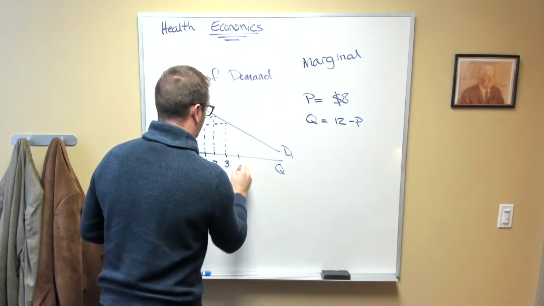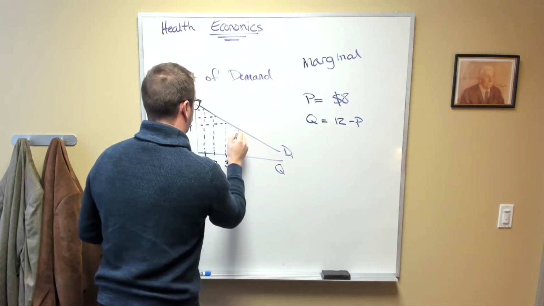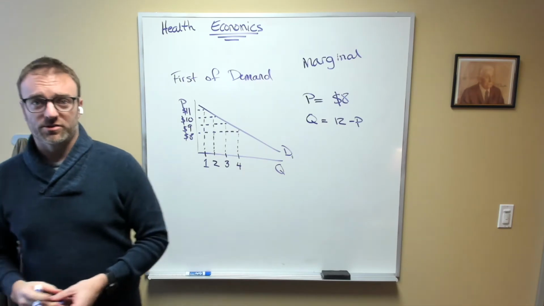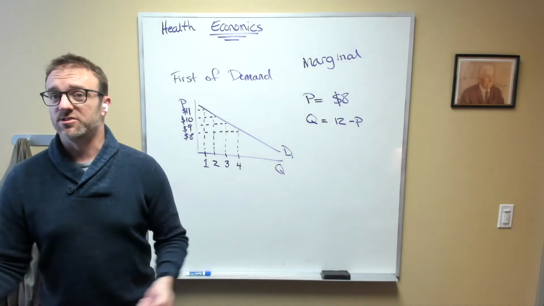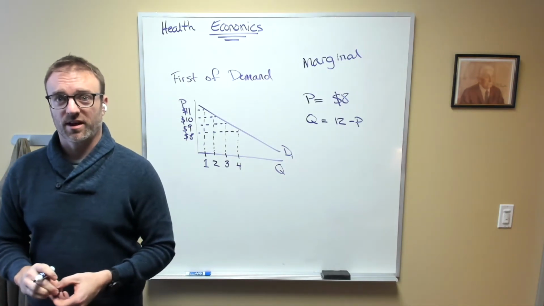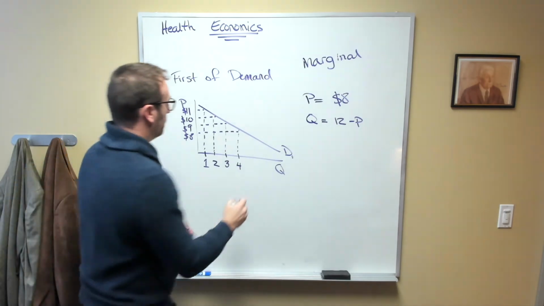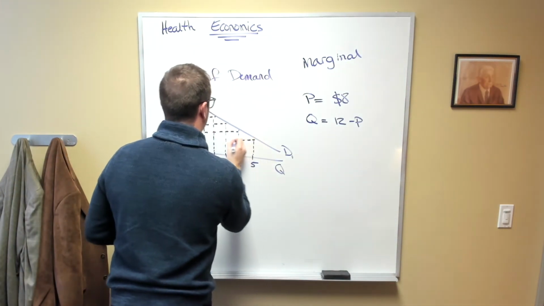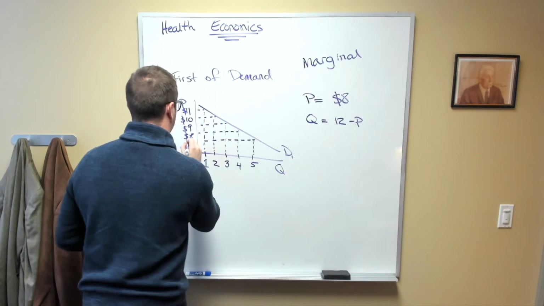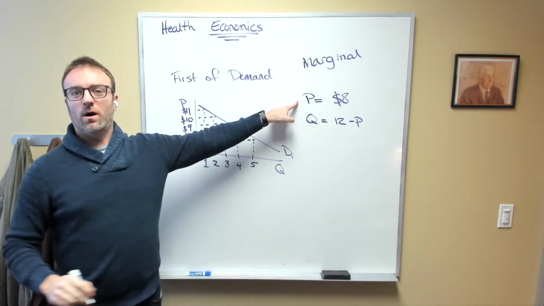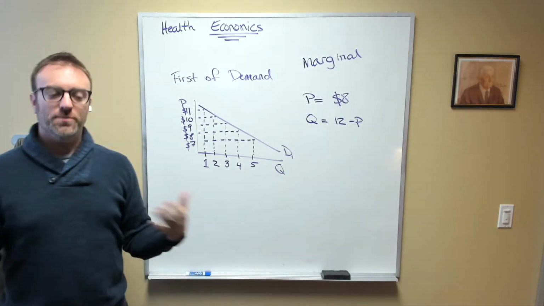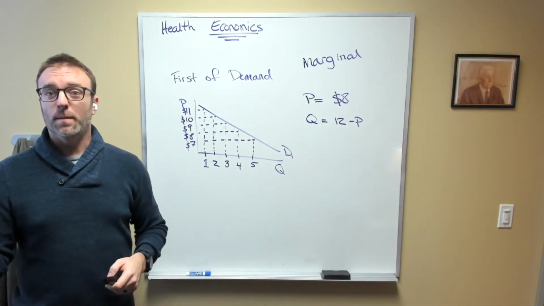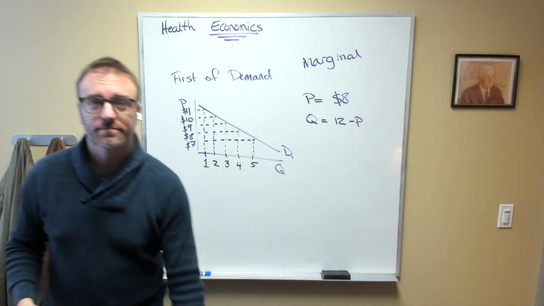The fourth pizza is worth $8 to you. It costs you $8. So we would say that you are indifferent between the fourth pizza and the money it costs you. But what about the fifth pizza? Well, the fifth pizza is worth $7 to you. But remember, it's going to cost you $8. So would you buy the fifth pizza? The answer is no. It's costing you more than it's worth.